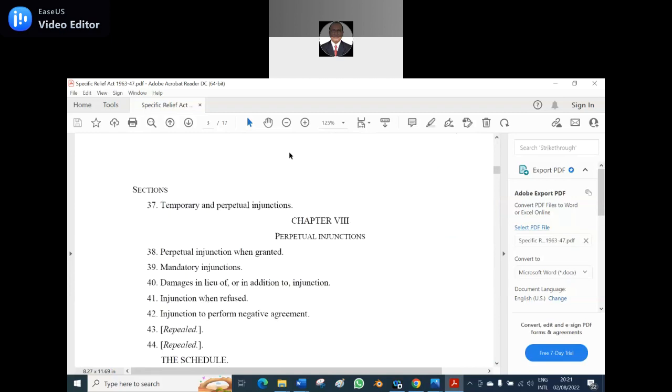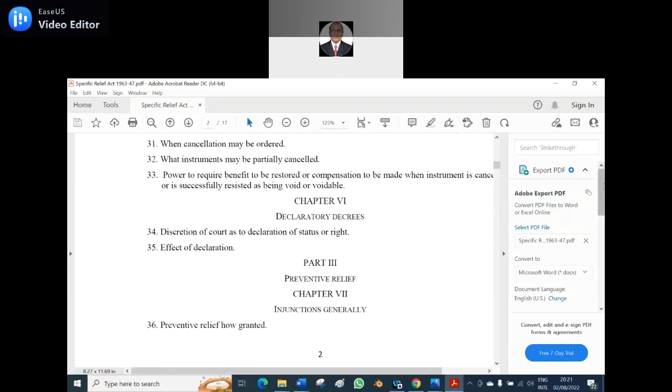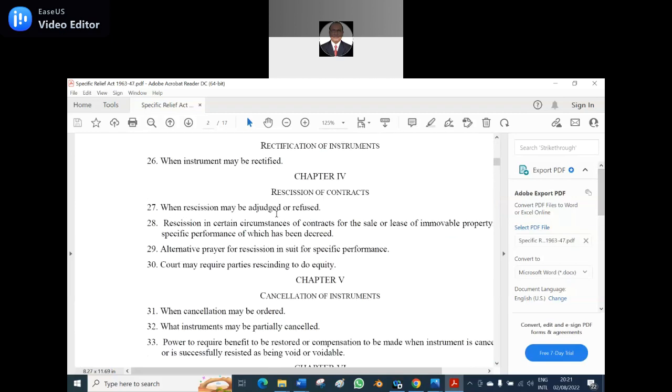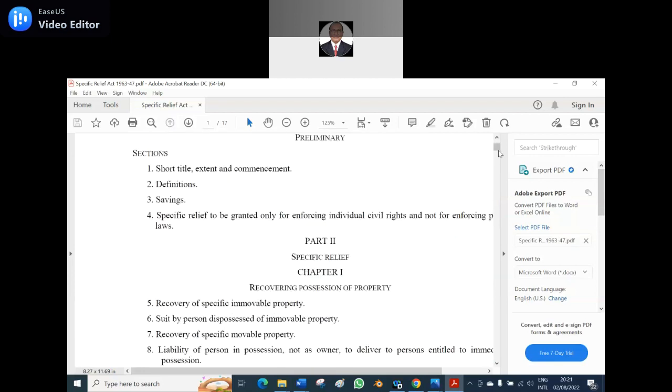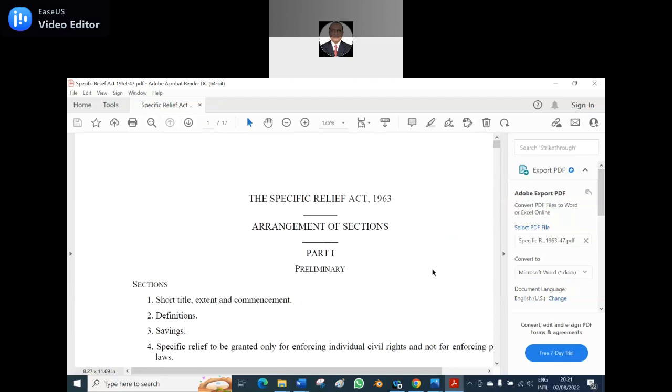This is not working sometimes. I want to drag it fully, but it is not dragging. Then I have to scroll it one after another. Oh, here it is dragging. The Act itself is the Specific Relief Act, and we generally read it as the SR Act. The exact name of the Act is the Specific Relief Act, 1963.